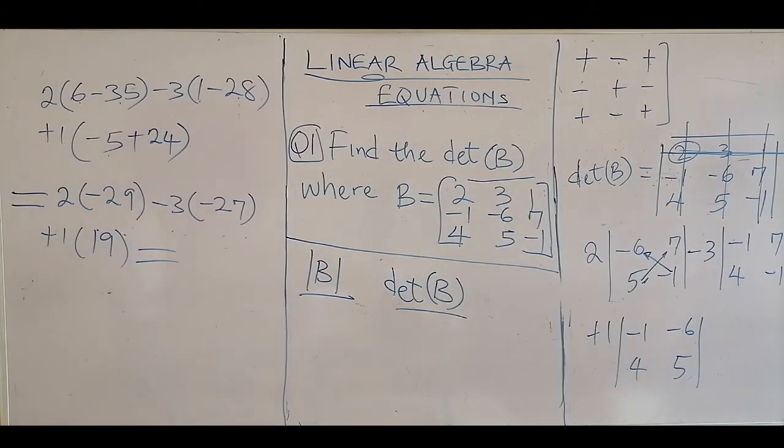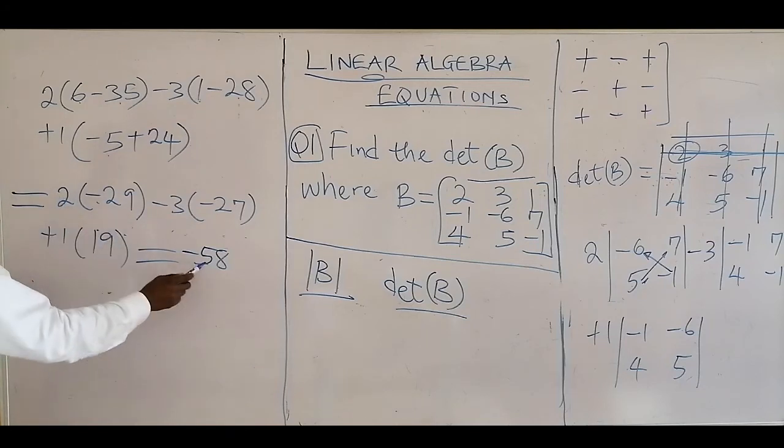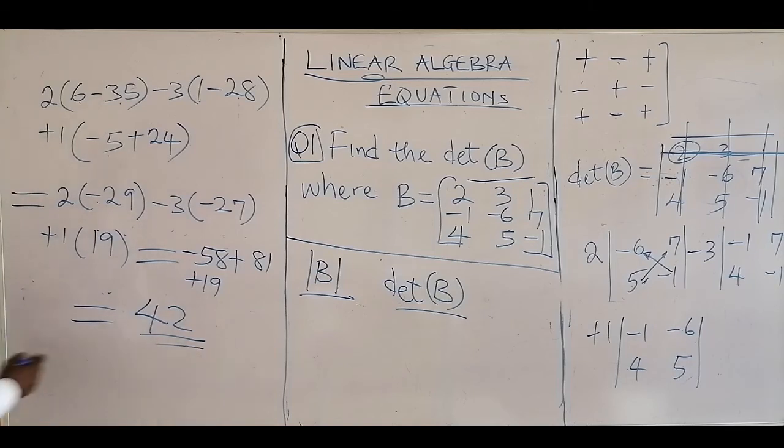This one times this one, minus 58. That's minus, that's plus. The answer is 42 for the determinant. So that's the answer for that question. That's 42.